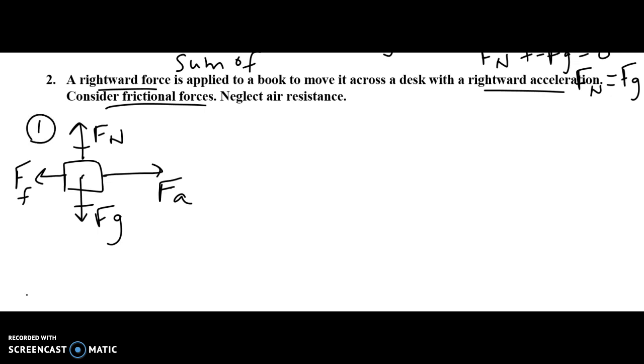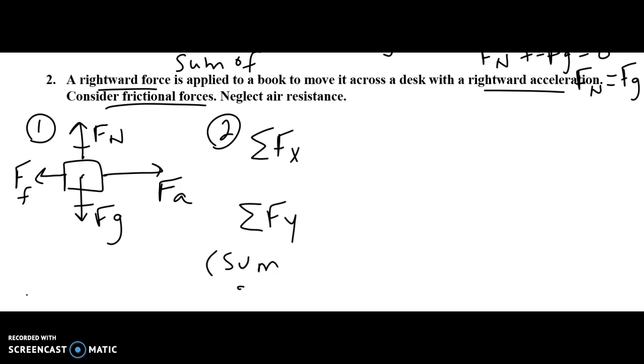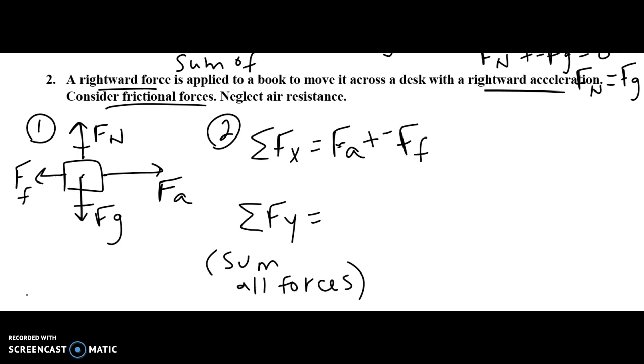So the first step is to draw the free body diagram. The second step is to make a net force equation in both the x and the y direction. Net means sum all forces. So in the x direction, my forces are applied force plus friction, and friction is negative. In the y direction, my forces are the normal force plus gravity, and gravity is negative.